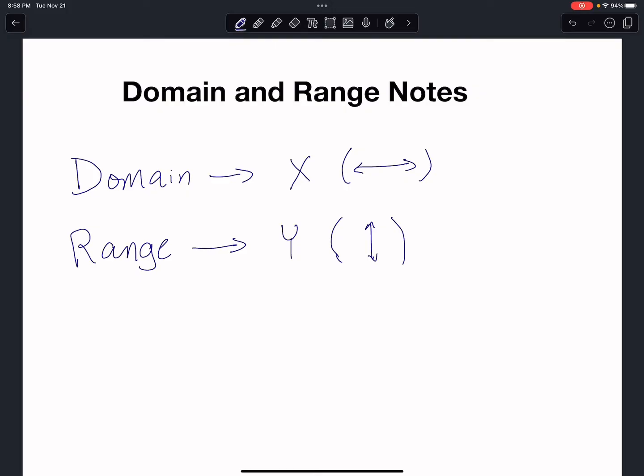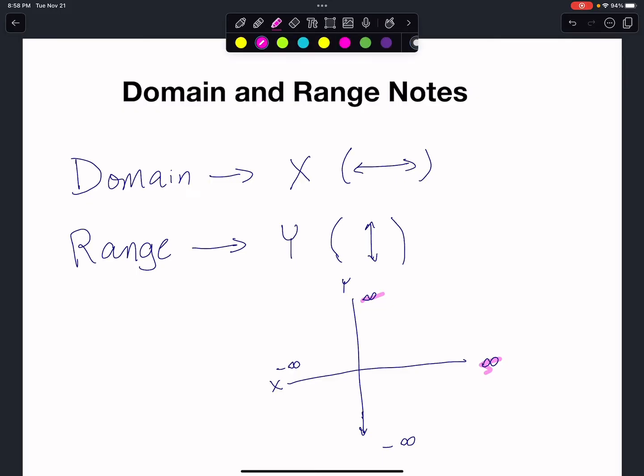Because on the coordinate grid, these are your X values, and this is your Y-axis. If you keep going down here, this is negative infinity, and up here will be positive infinity. If you go way to the right and keep going, this will be positive infinity, and down here will be negative infinity on the X. So those are four things: positive infinities and negative infinities.